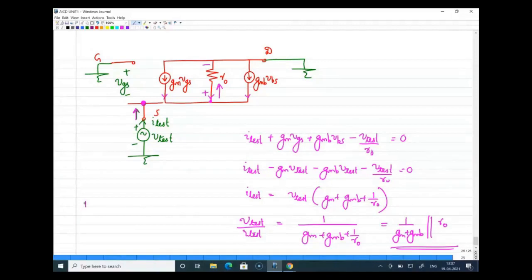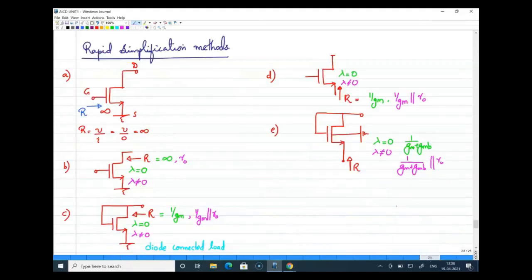And now, if your lambda is equal to 0, that means your R naught becomes infinity, and your resistance is only 1 by gm plus gmb. Resistance is only 1 by gm plus gmb in that case. All right. So now, when we move on to this question, for question number E, it is equal to 1 by gm plus gmb parallel to R naught.